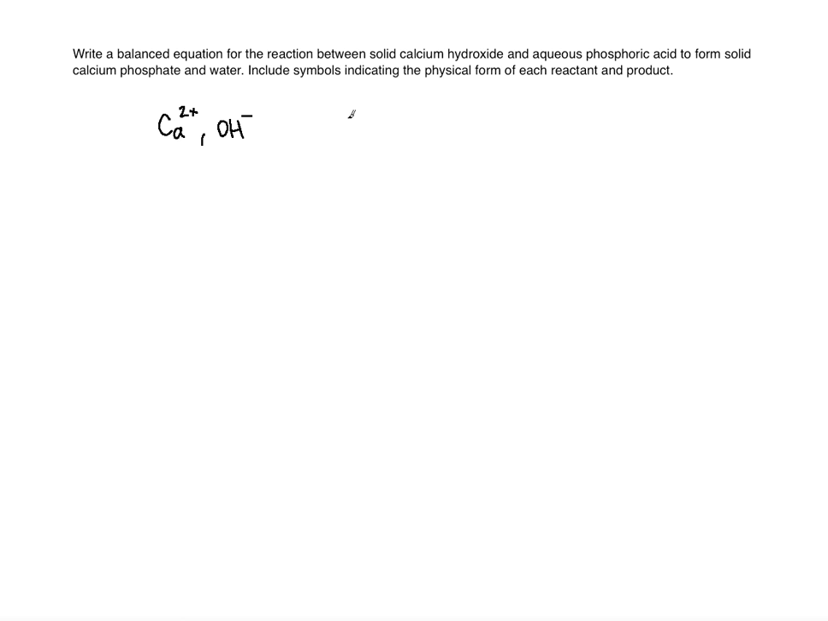So we need 2 hydroxide ions per every 1 calcium ion. So we indicate calcium hydroxide as CaOH subscript 2, right? 2 hydroxide ions per every calcium ion in order to yield a neutral net charge for the compound.